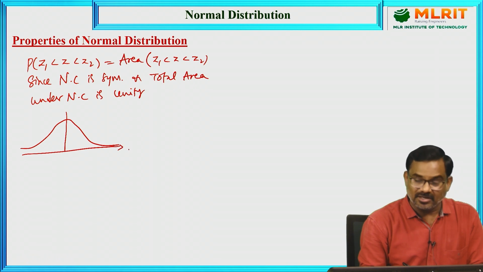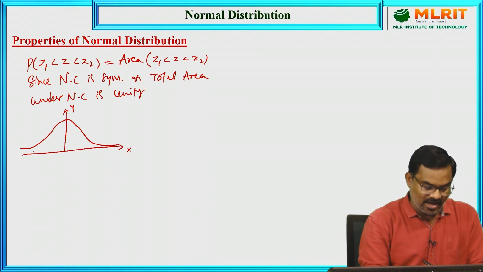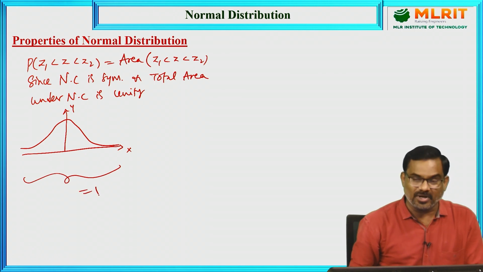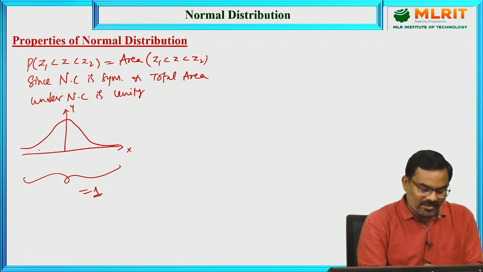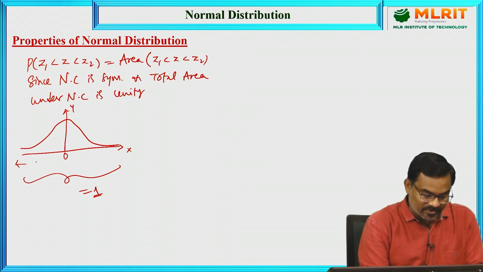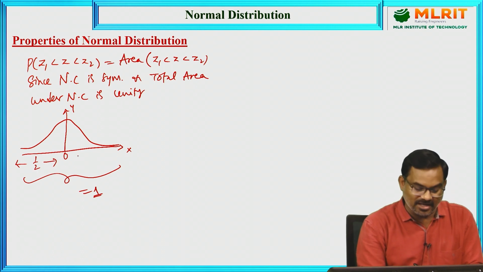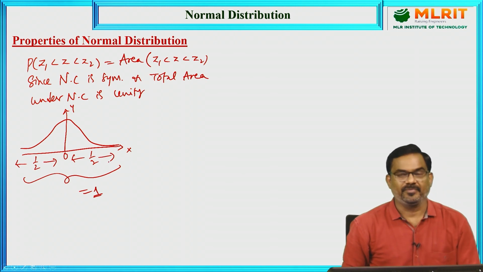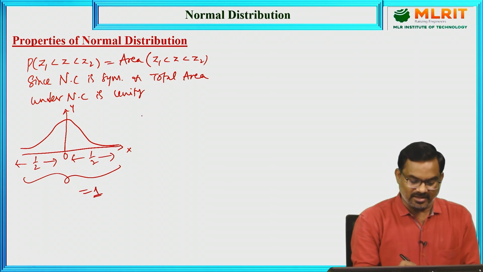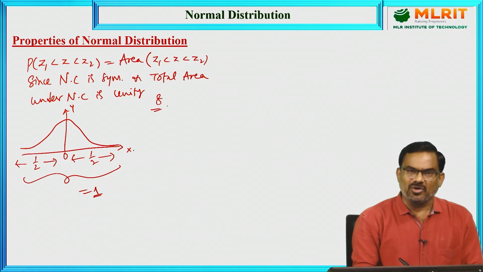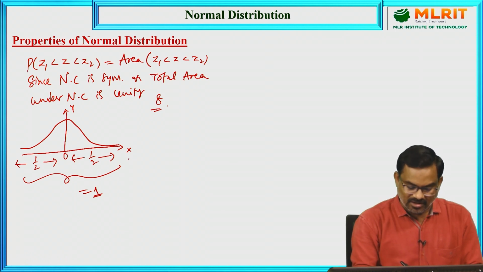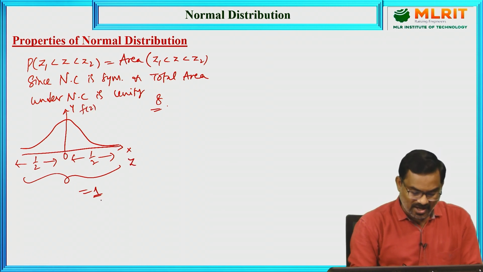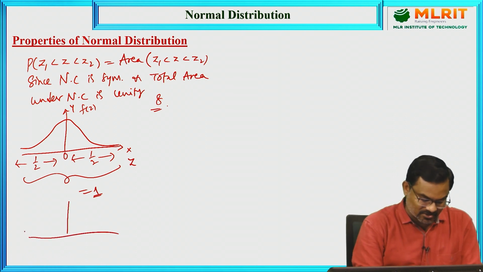So this total area is unity, this total value is equal to 1, and since the curve is symmetric, the left side portion is equal to the right side portion. So this will be 1 by 2, half, and similarly this right-hand side portion is also 1 by 2. So we can write the remaining properties similarly. If we consider x and y axes, this is like this, otherwise z and f of z. So I can consider the graph for z and f of z also.